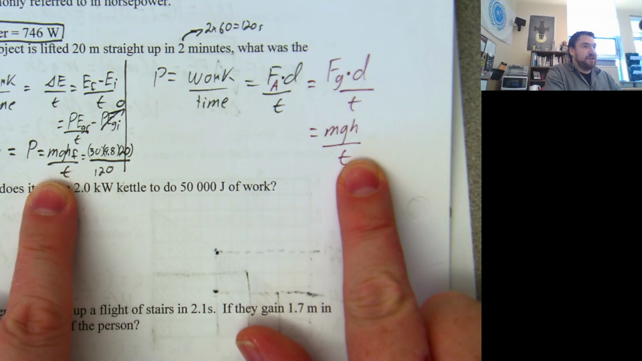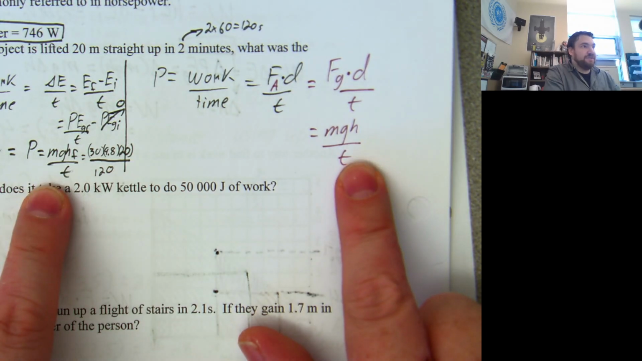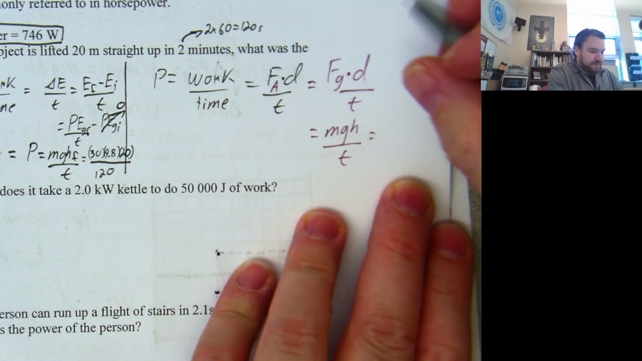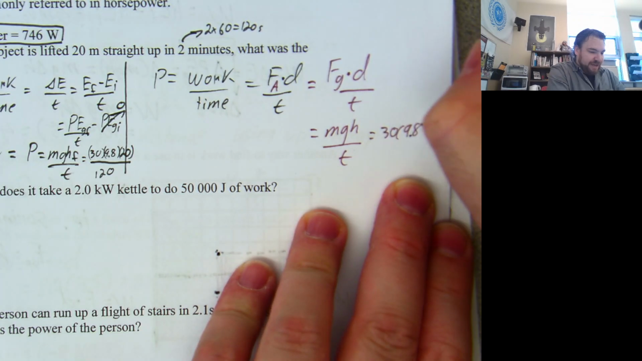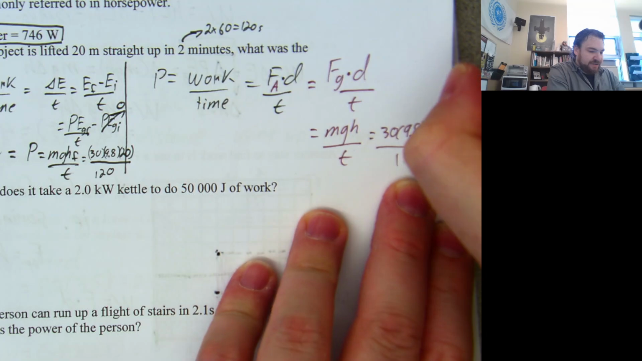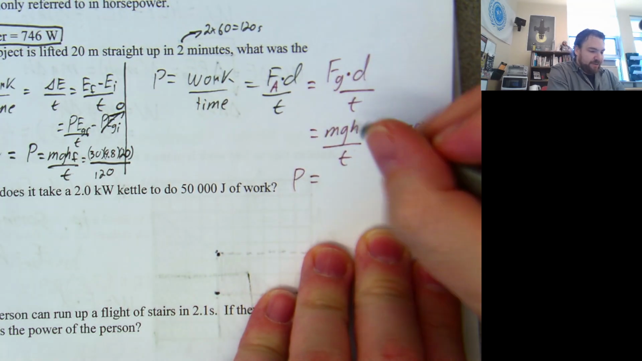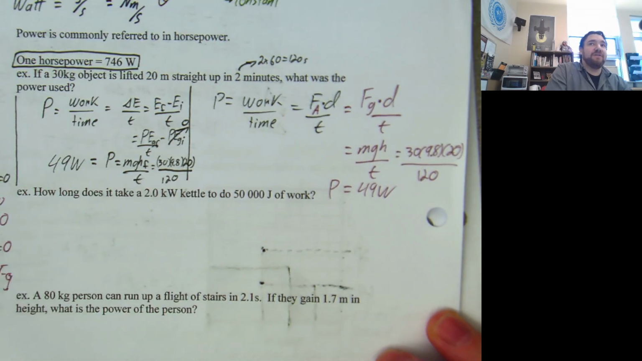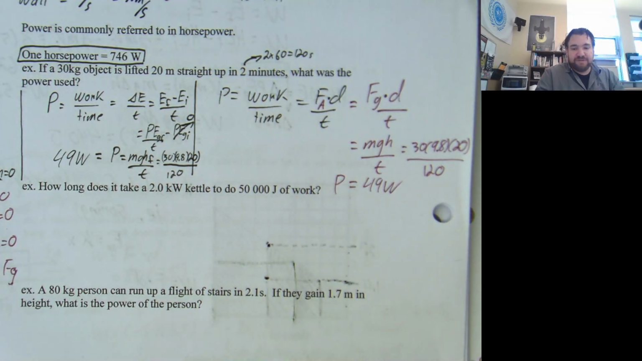Whether you look at a force applied times the distance traveled divided by time, or if you look at a change in energy, you're going to get the exact same results. So then this is just going to become 30 times 9.8 times 20 divided by 120, and you're still going to get that the power is equal to 49 watts. It doesn't matter which expression you look at to solve the problem. You're going to get the same results. Which is kind of fun.